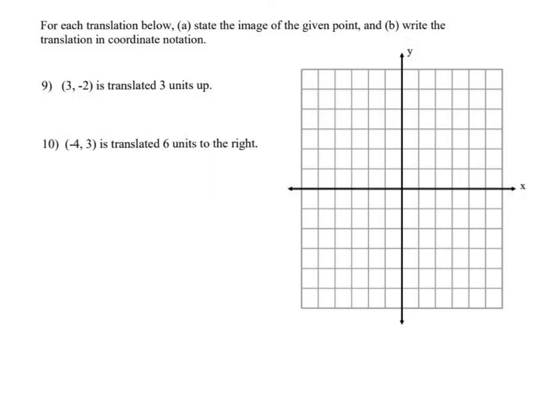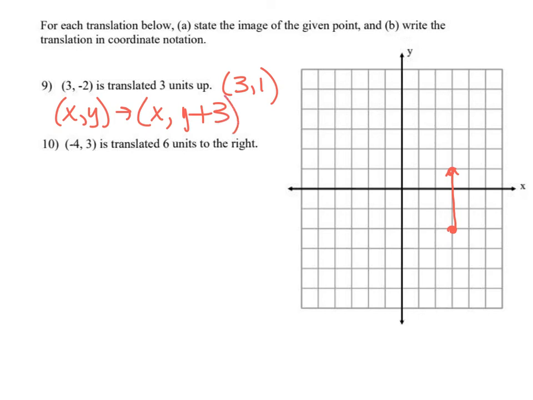In problem 9, our pre-image point is 3, negative 2, and we're translating 3 units up, and that puts us at the point 3, 1. For the coordinate notation, you'll notice that this was just a vertical translation. So when you're just doing a vertical translation, your x-coordinate is going to remain the same. The y-coordinate is the only one that's going to change, and that would be y plus 3.